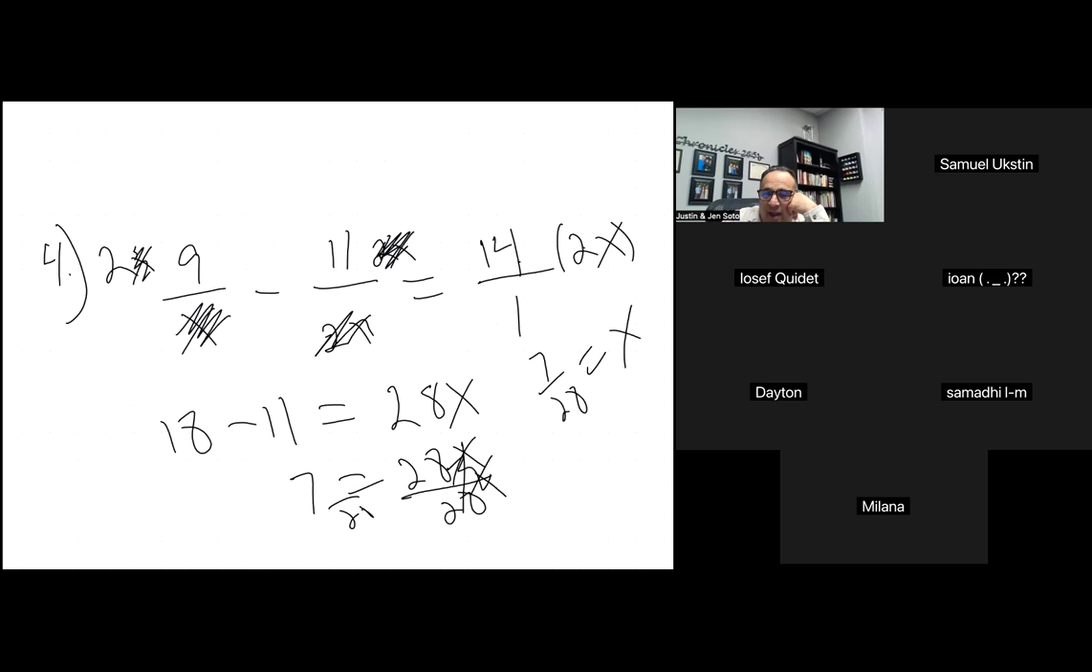I'll rewrite it the other way. X is equal to 7 over 28, because equals means the same on both sides. It reduces: 7 goes into 28 4 times, 7 goes into 7 1 time. So 1 over 4. Same exact answer. All right.